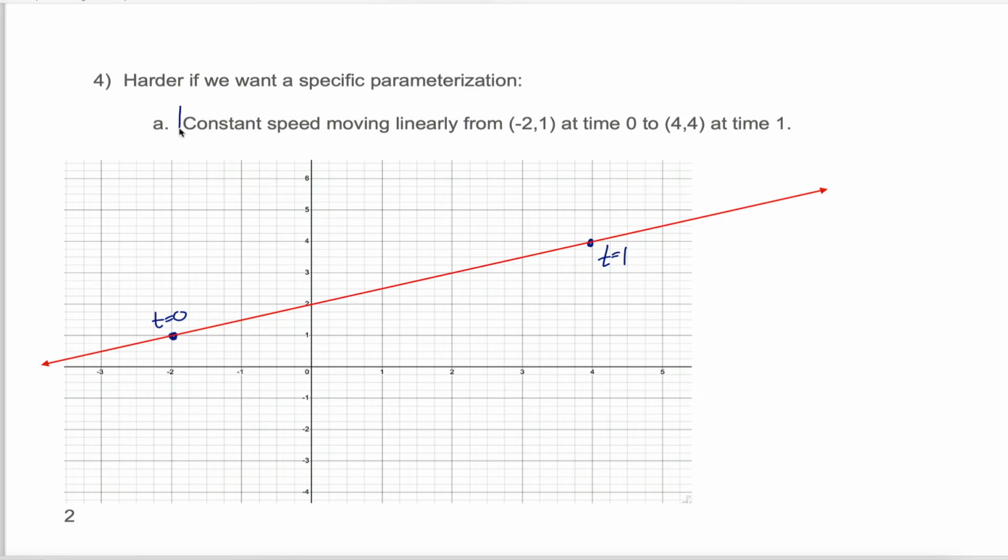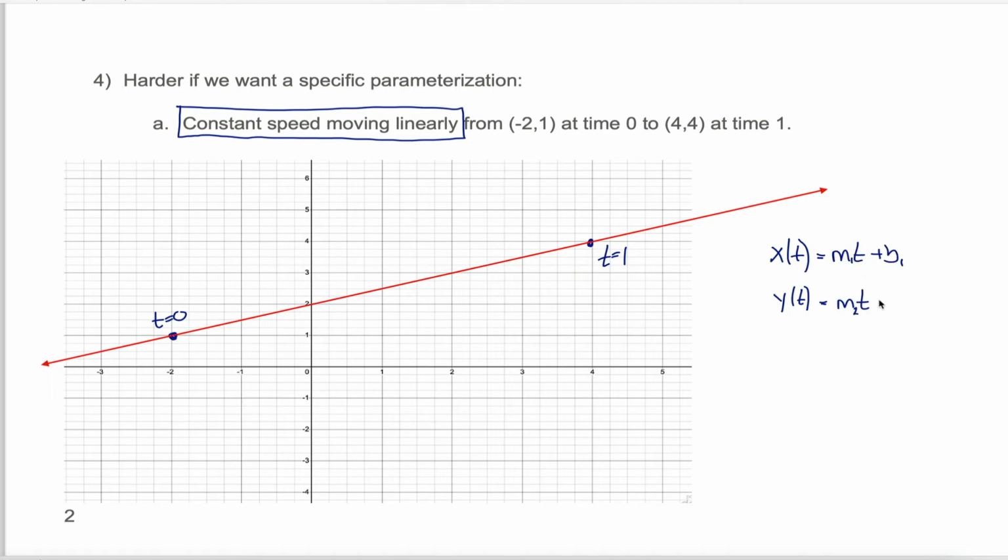Well, because we have a constant speed and we're moving linearly, this tells us that both x and y as a function of t are going to be linear. In other words, they're going to be of the form m times t plus b. They might have different values of m and different values of b, so maybe I'll call them m1 and b1, m2 and b2 respectively. So the first thing to know is that if you have a constant speed and you're moving linearly, that means both of your parameterized equations will end up being linear.